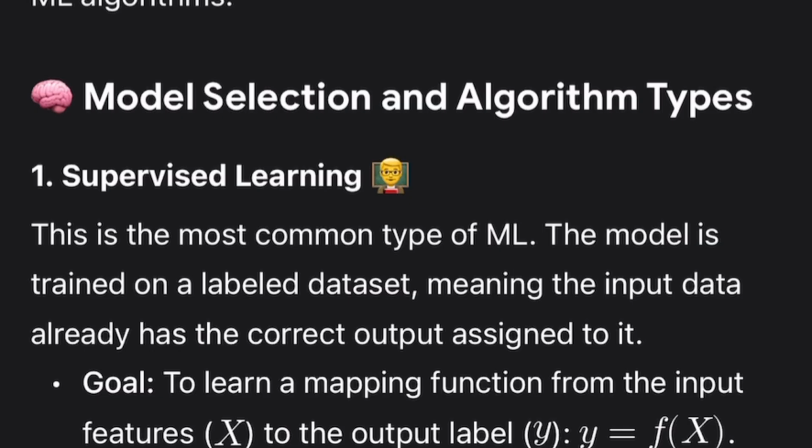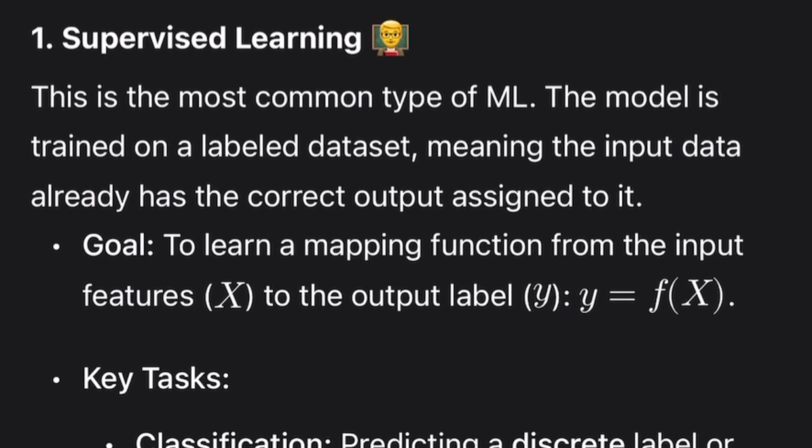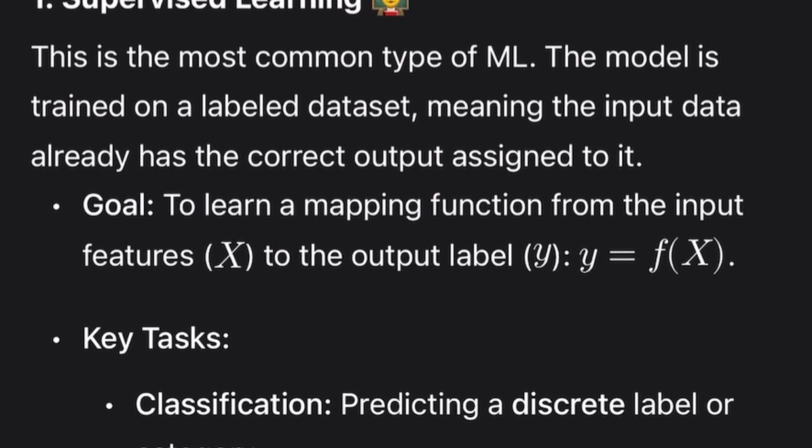1. Supervised learning. This is the most common type of ML. The model is trained on a labeled dataset, meaning the input data already has the correct output assigned to it. Goal, to learn a mapping function from the input features, x, to the output label, y equals f of x.